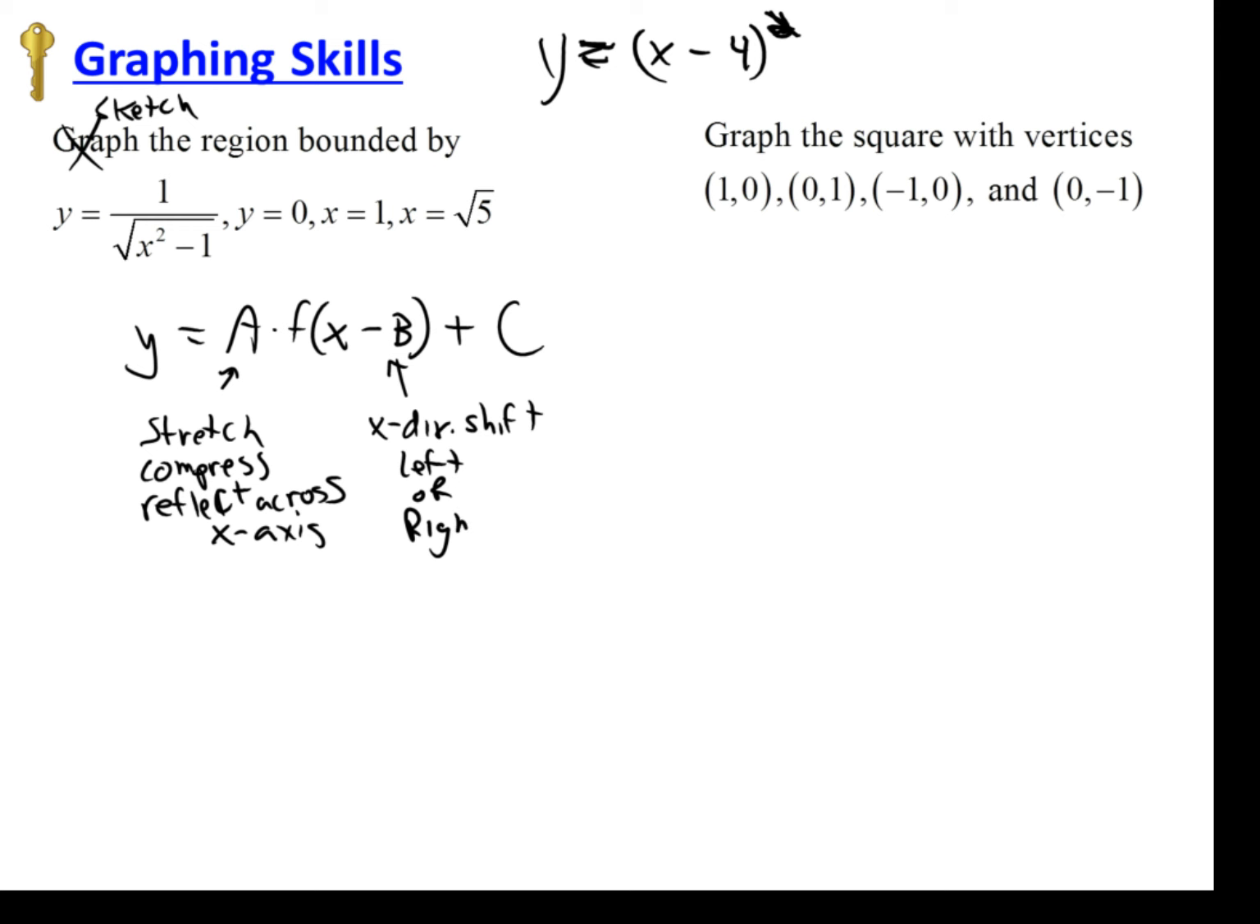Sounds good. And then we have lastly the c. Plus c is going to do what? Up or down. So if it's positive, it's going to shift up. If it's positive, the graph is basically going to go up. And if it's negative, it's going to go down. Ready? All right, so that's what we're looking at. 1 over x. What does it look like?